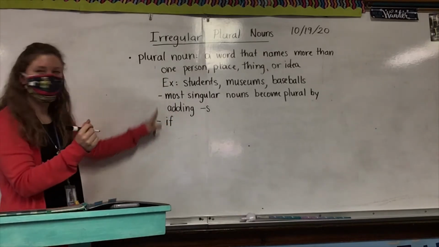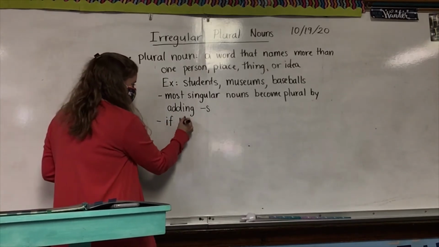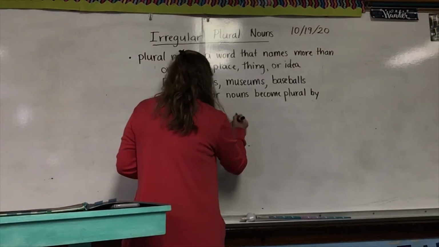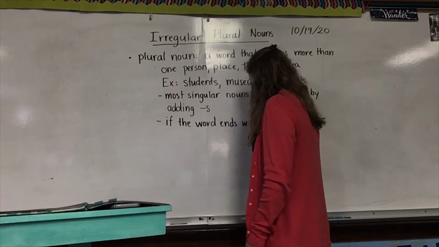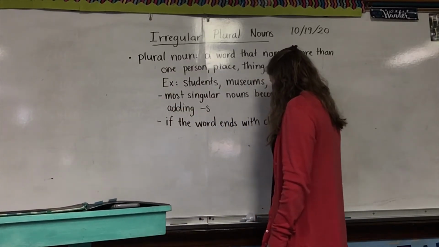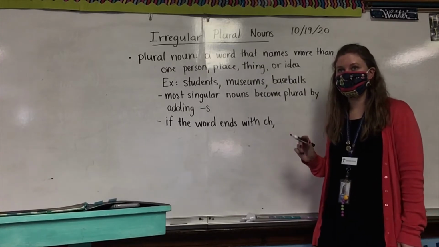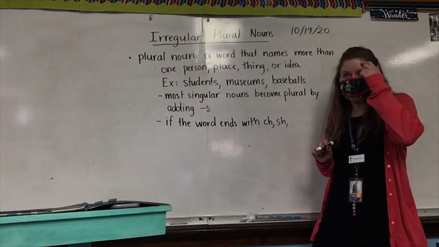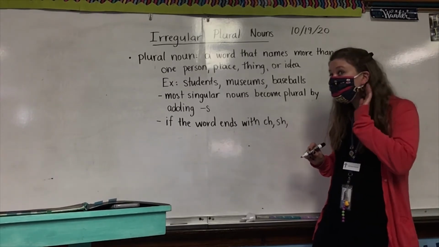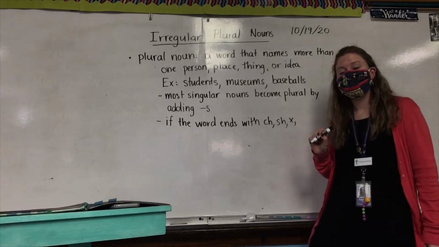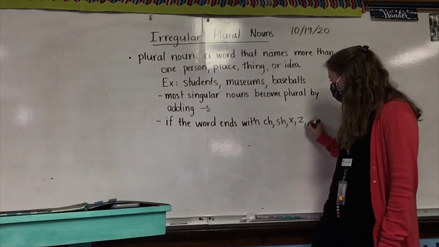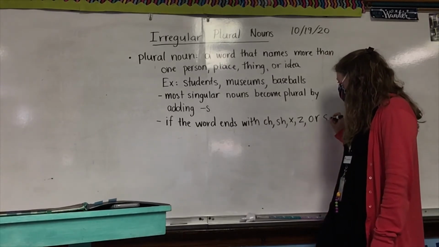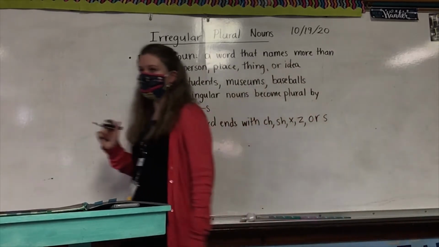So another dash right underneath the one before. If the word ends with CH, what else, Ethan? SH. X. Z. There's one more. Or S. What do you put at the end? How do you make it plural?